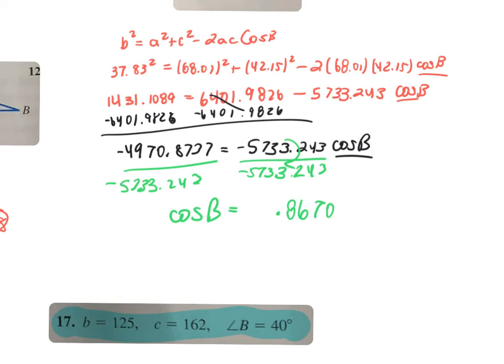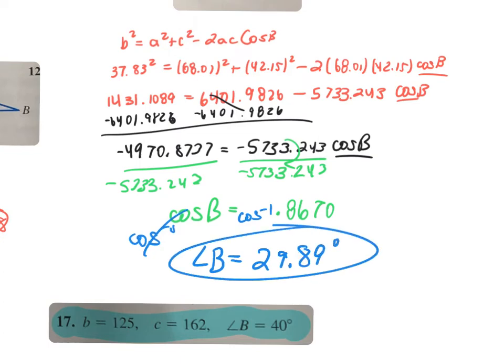Now, I want the actual value of b. I don't want the cosine of it. So I'm going to take arc cosine of one side to get that to cross out. What you do to one side, you do to the other. So angle B measures about 29.89 degrees.